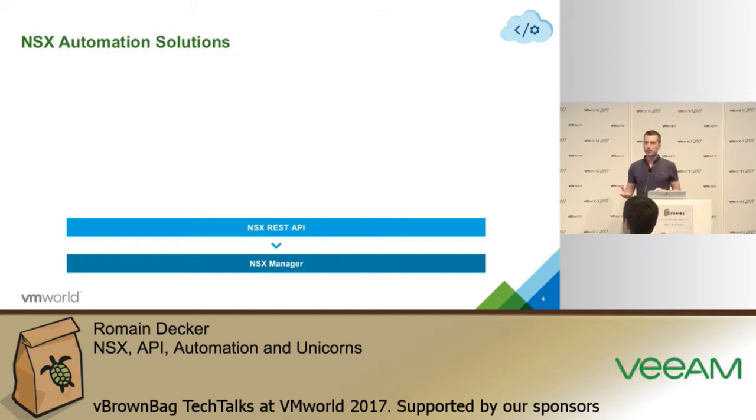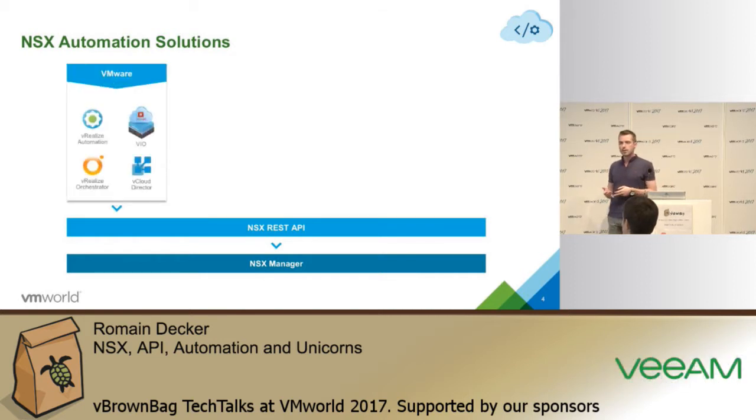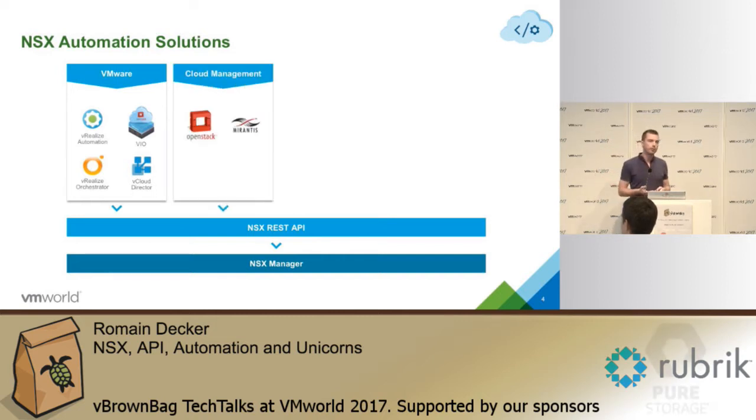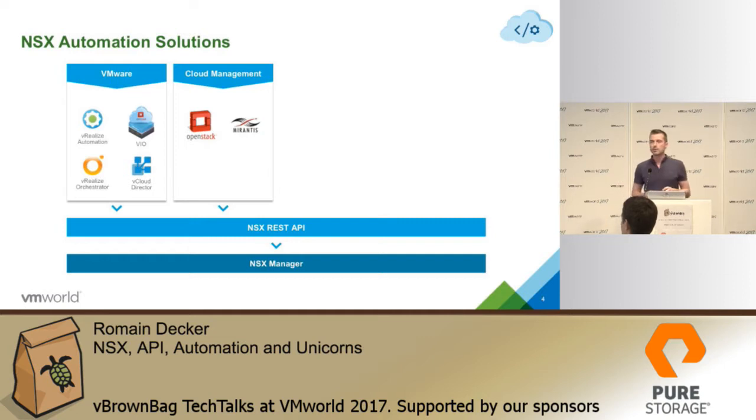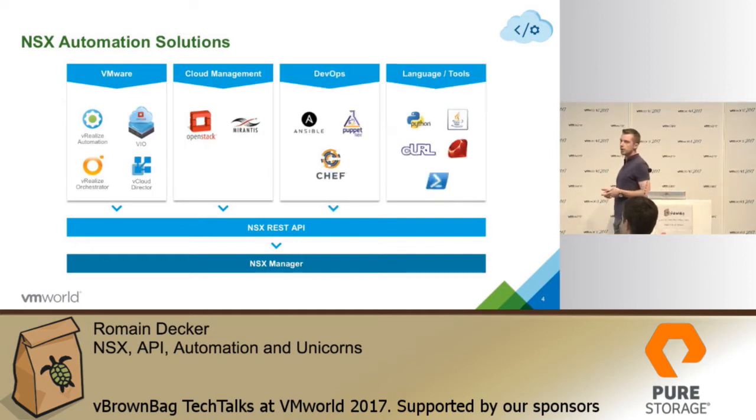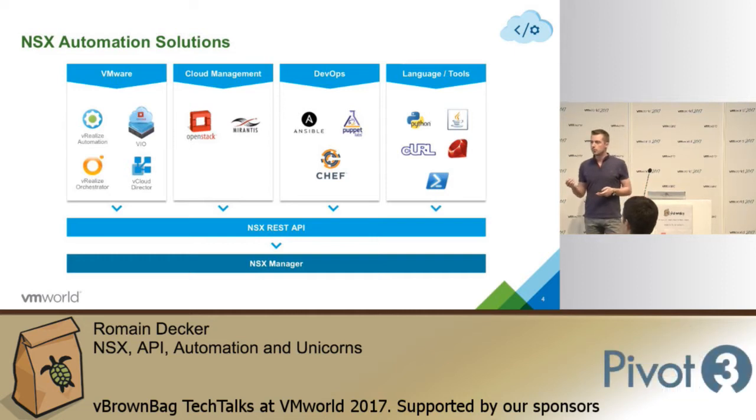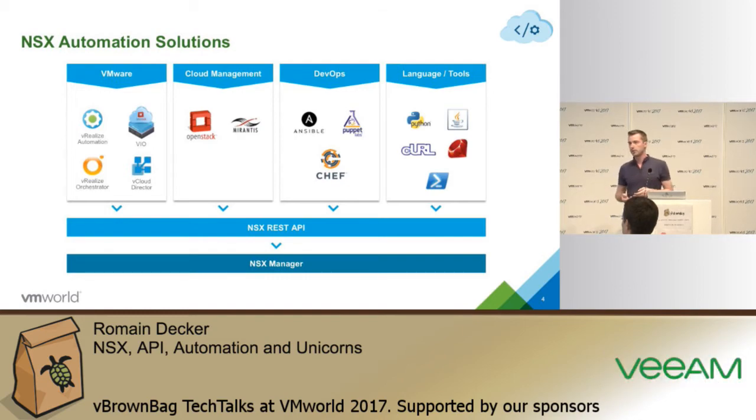So we have, of course, the VMware products with VRA, VRO, VCD, and VIO, which all have great integration with NSX. You have external cloud management platforms, OpenStack, coming from different vendors. But you also have other tools, DevOps tools, languages that you can use to automate NSX, such as Ansible, PowerNSX, Python, curl, Chef, and so on.